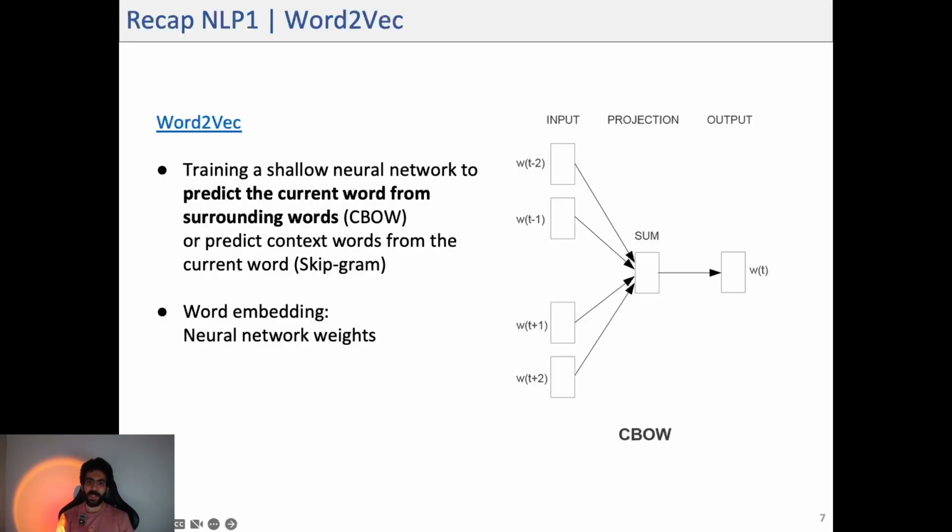But now here's the key point. Once we train this network, we throw away this output layer. What we keep are the weights. Those are the magic, the numbers inside the model. And those weights become our word embeddings. These weights capture what the network has learned about how those words are used. And that's how words get represented as vectors in word2vec.